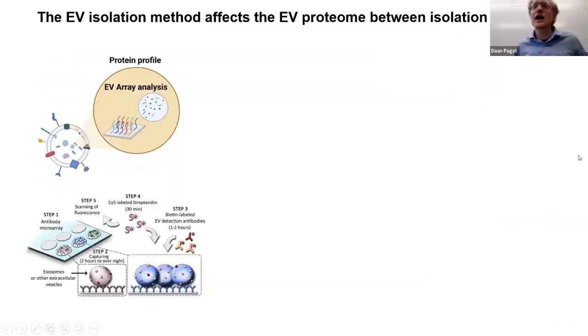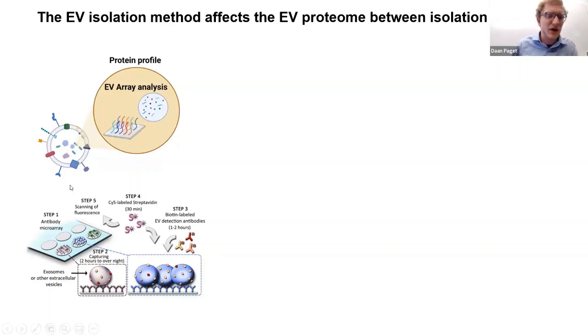Following the baseline characterization, following the ISEV guidelines, we then wanted to take a more in-depth look into the protein profile and how the isolation method affects this protein profile. We first started by doing a targeted protein analysis using the EV array. This was a collaboration with Aalborg, with Rikke Beek and Malene Jørgensen. Essentially, they have a device which can image extracellular vesicles and quantify the protein.